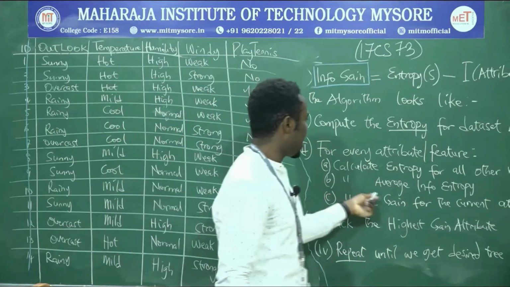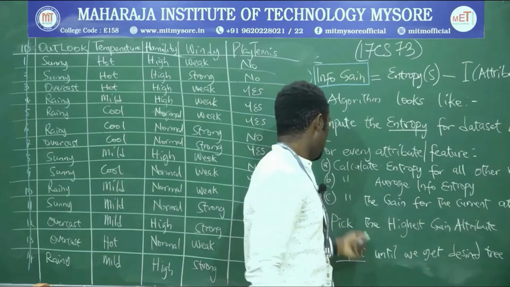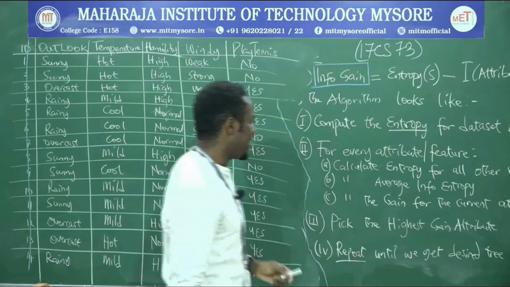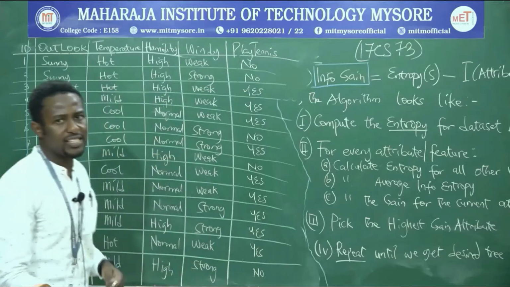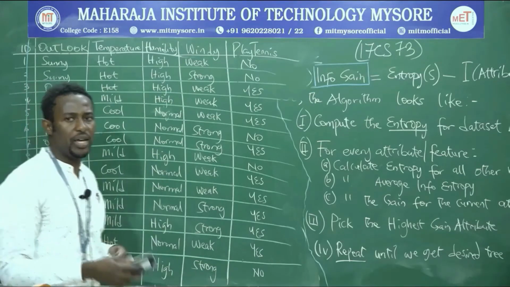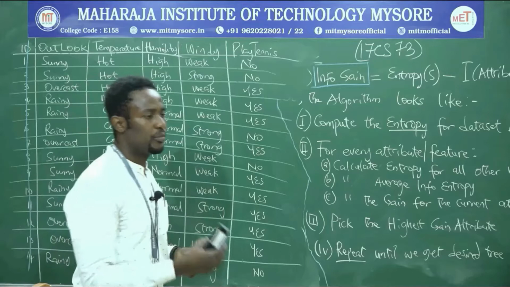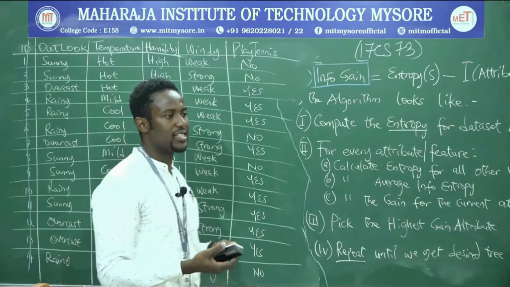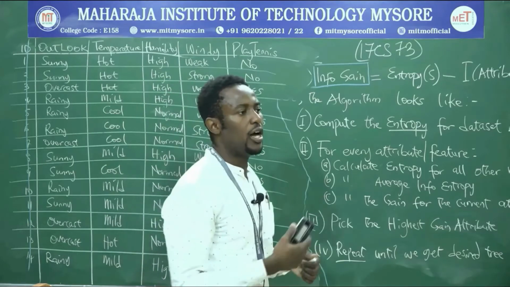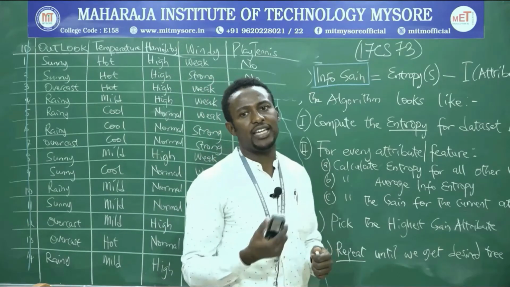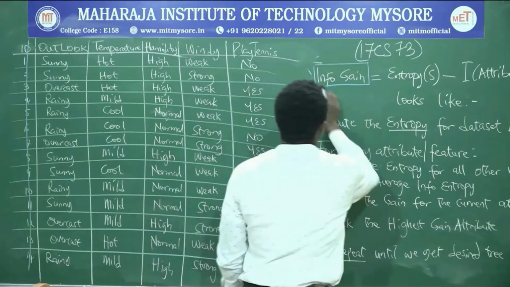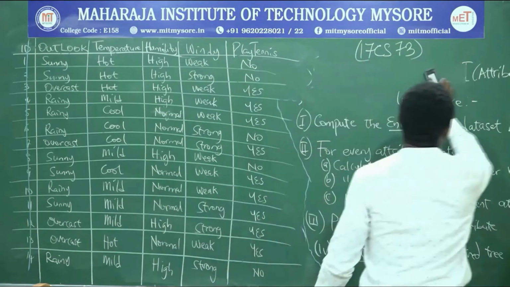After that, we calculate the average information and the gain for the current attribute. We pick the highest gain attribute. And since it is iterative, we repeat this process of dividing and checking, taking out the one which has the highest information gain, until we arrive at a pure leaf. So I'm going to wipe this now, and enough of talking, let's get started.